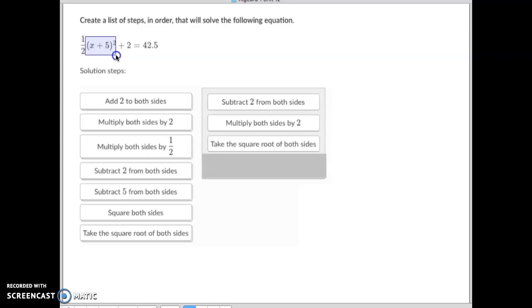And what's our last step? How do we get rid of a plus 5? Well, you subtract 5, right? So we're going to subtract 5, take that, drag it right there, subtract 5 from both sides, and you've got your answer. That's all there is to it, guys.